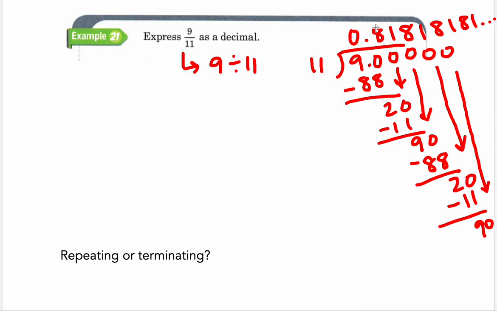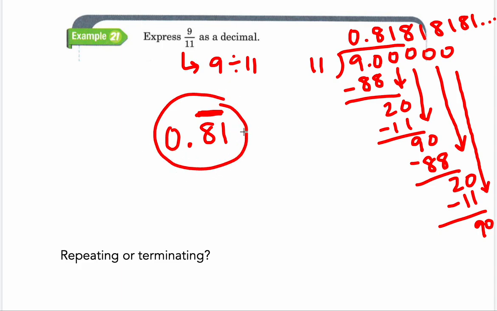So how do we write this decimal showing that it goes on forever in that pattern? Well, we know that the 8 and the 1 are the ones that are repeating, so we put a bar over the 8 and the 1 to show that it is repeating.